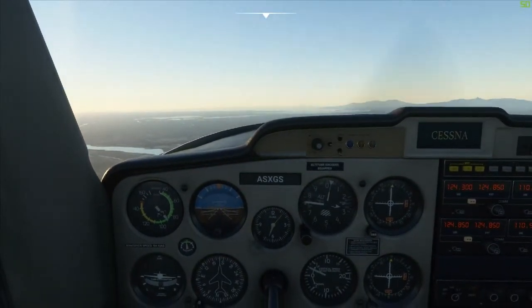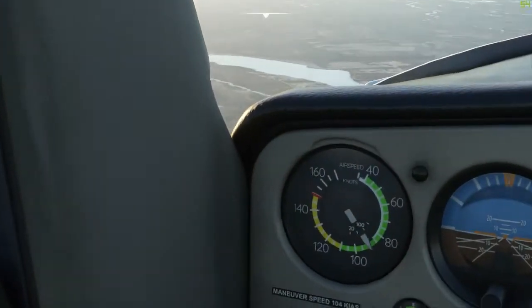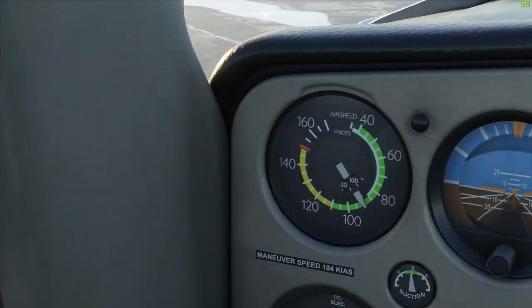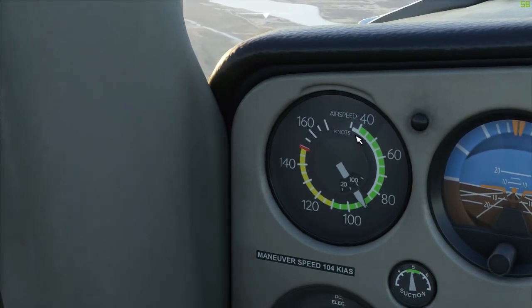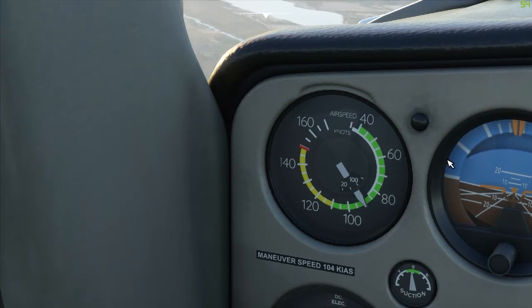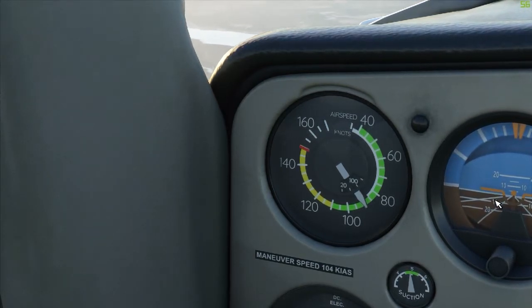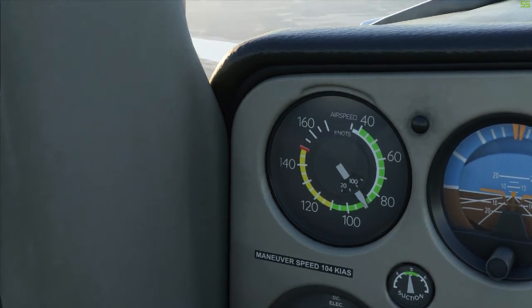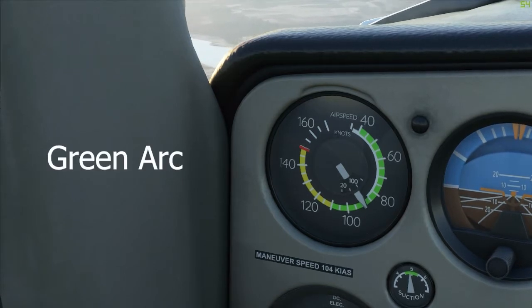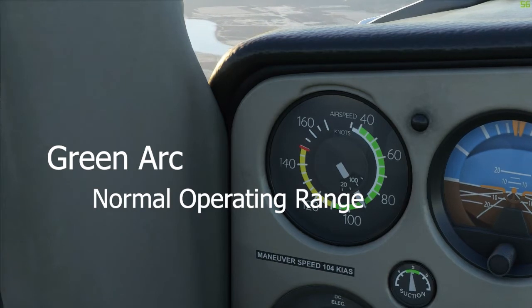The ASI has standard color-coded markings to indicate safe operation within the limitations of the aircraft. At a glance, the pilot can determine a recommended speed or if speed adjustments are needed. Single and multi-engine aircraft have common markings. For instance, the green arc indicates the normal operating range of the aircraft.